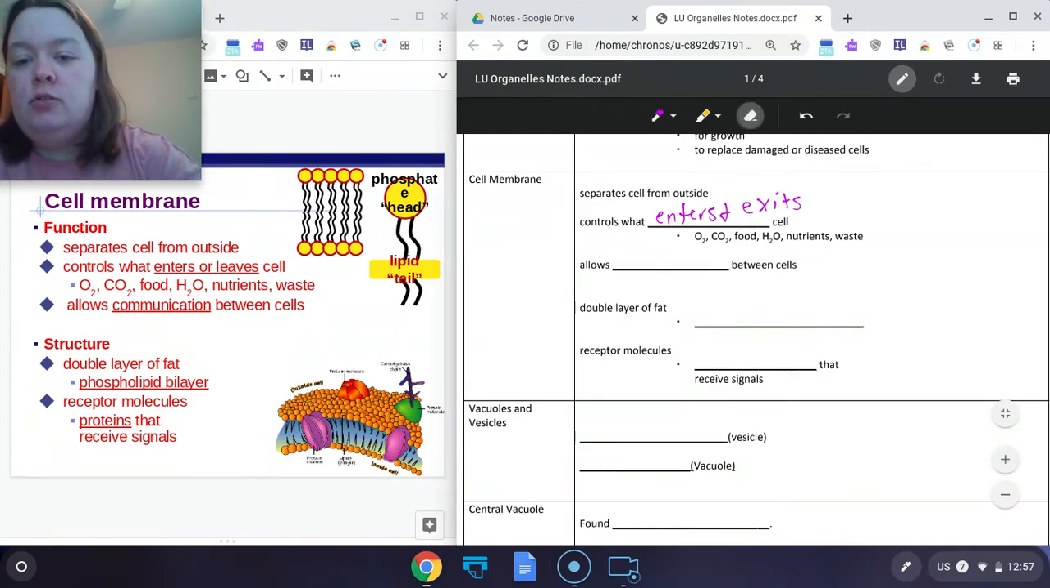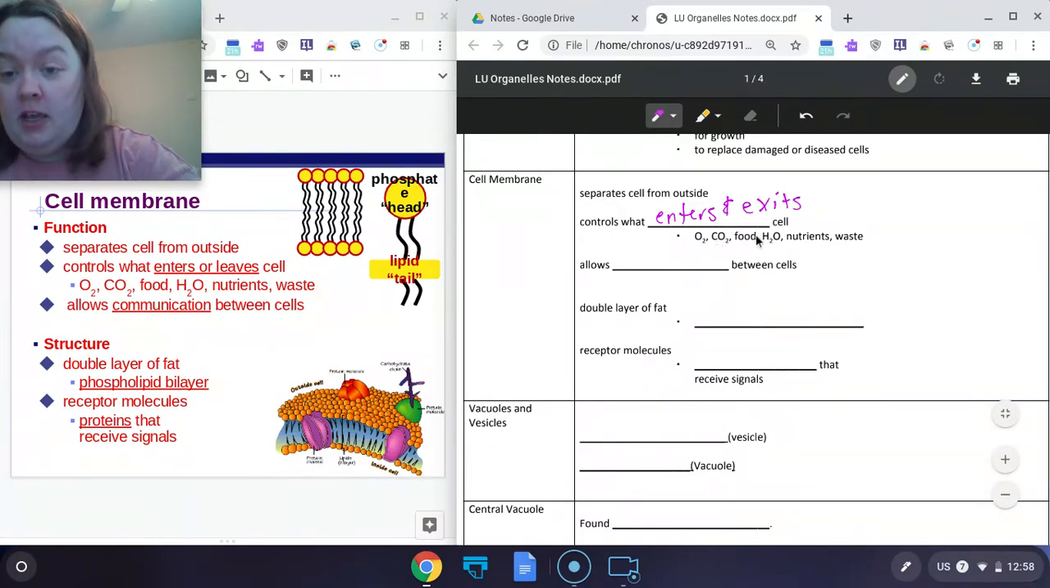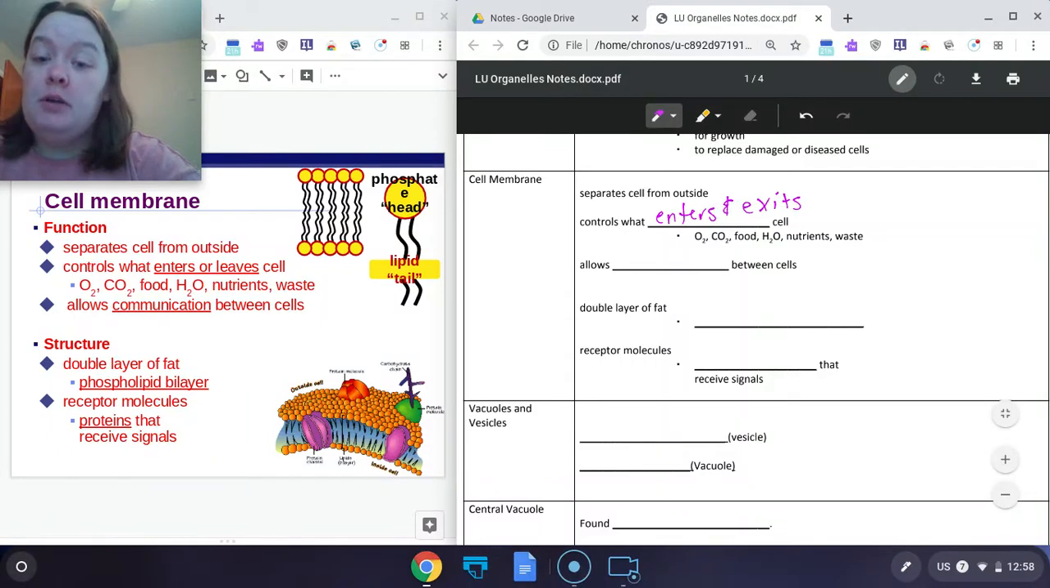So the job is to determine what enters and exits the cell. Examples would be: we need to take in oxygen, we need to remove carbon dioxide. We need to take in food, water, and nutrients. We need to get rid of waste. That's the cell membrane's job. The cell membrane also is going to help cells communicate with one another. Since this is on the outside of the cells, it's what's in contact with other cells around it.